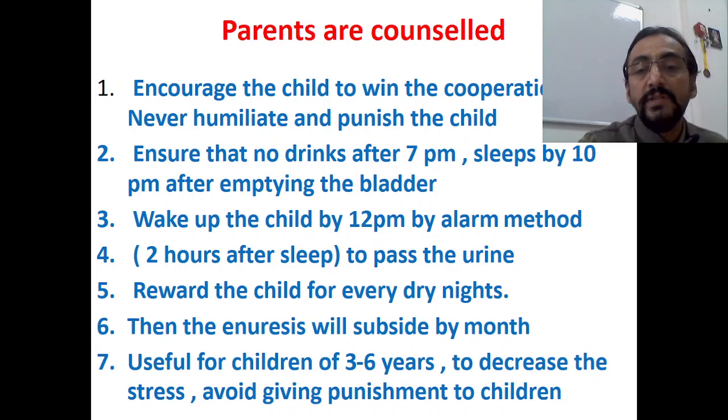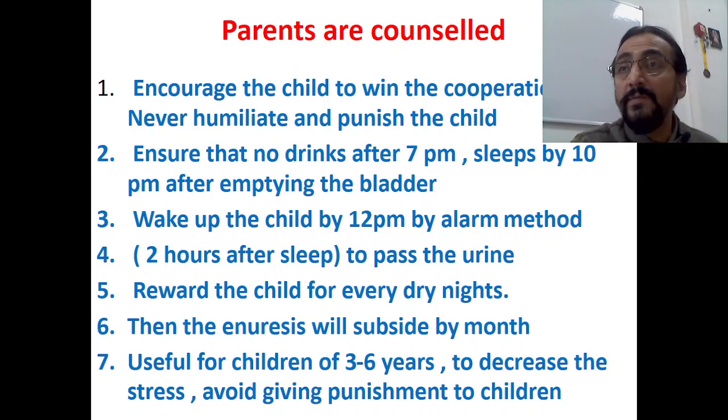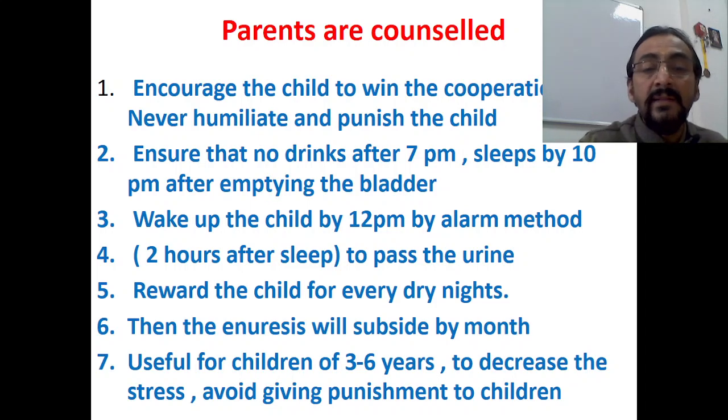And give rewards to the child for every dry night. If he is not passing, give rewards. Maybe a chocolate, starting from a chocolate, a pen, or any other thing. And if he is not passing for 15 days continuously, then give him some big gift, or some picnic or an outing, etc. Okay, so then the enuresis will subside by one month. Useful for children of 3 to 6 years.